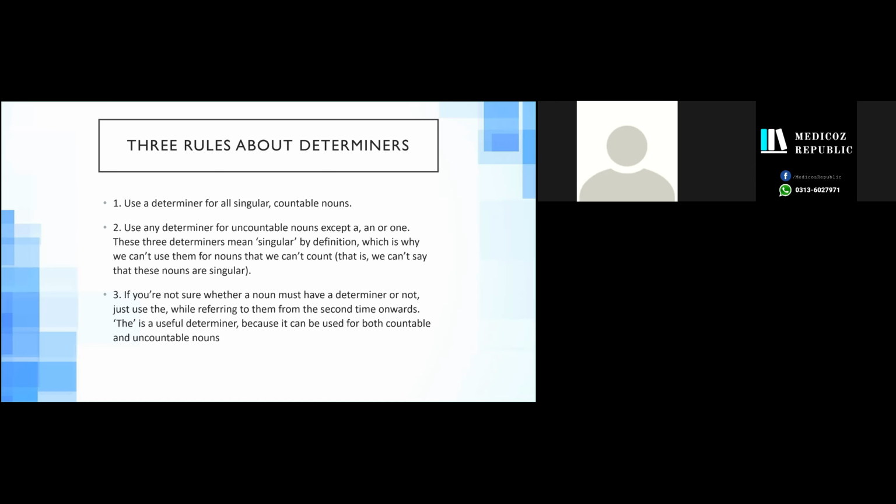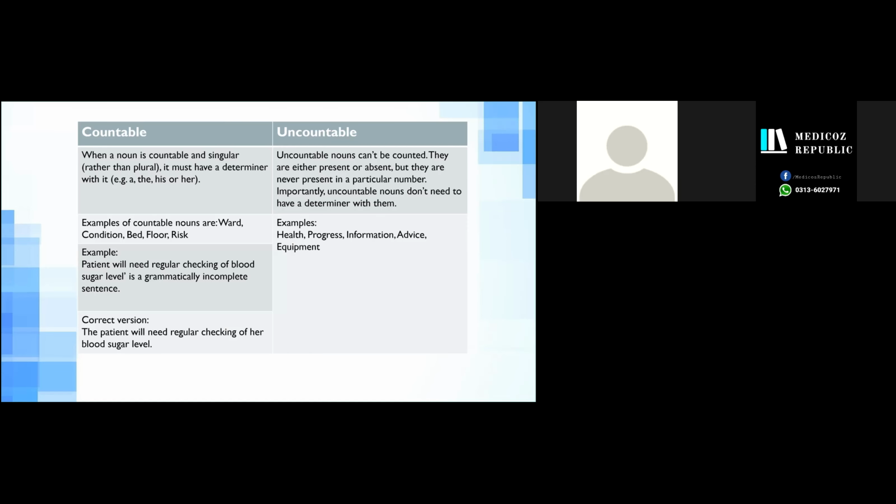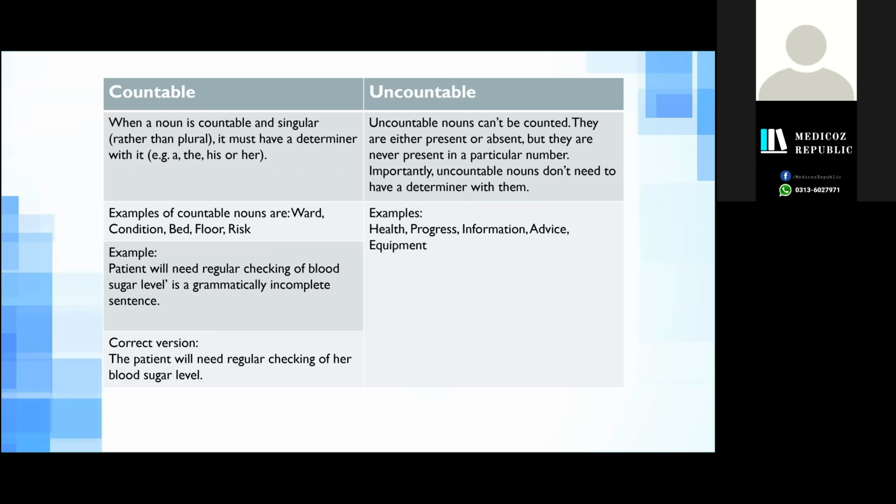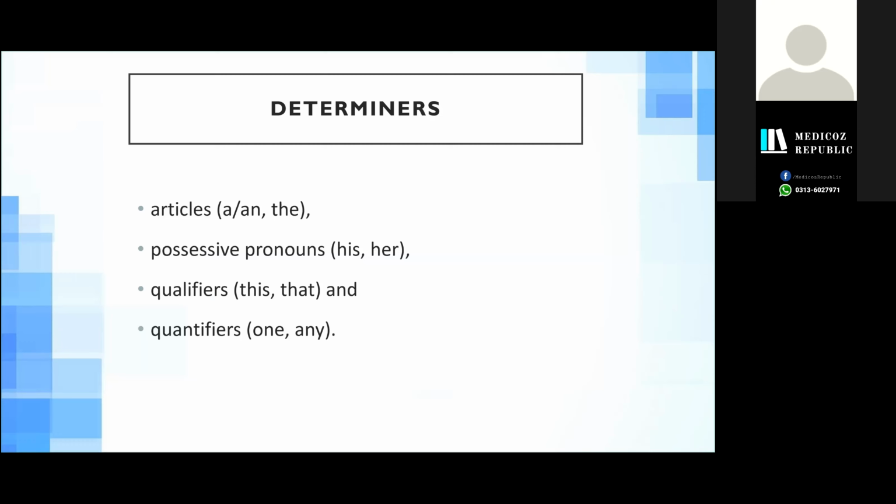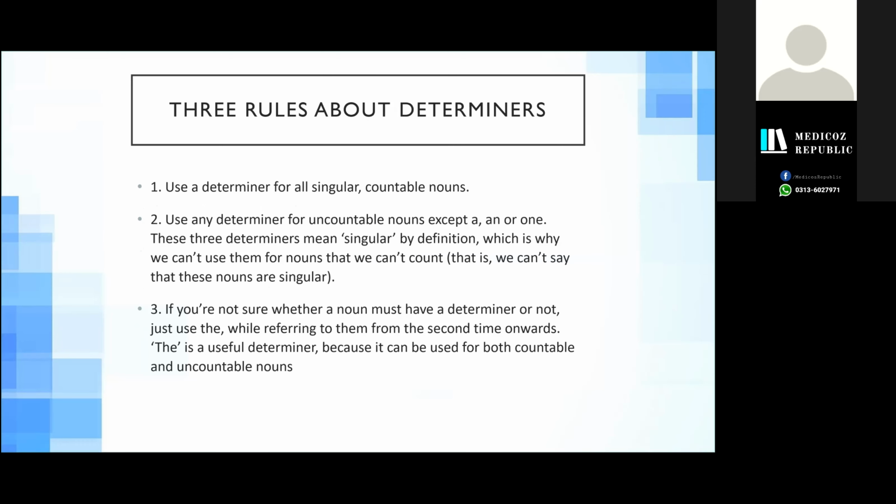For example, here are examples of uncountable nouns: health, progress. If we are talking about progress, we cannot say a progress. We can say a bed, but we cannot say a progress. So do not use a, an, or one for any noun that we cannot count.